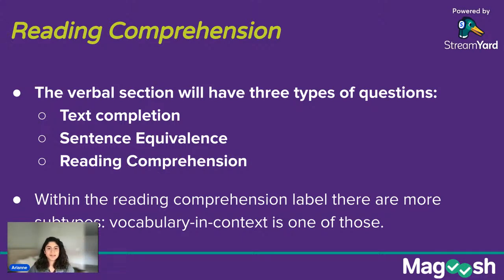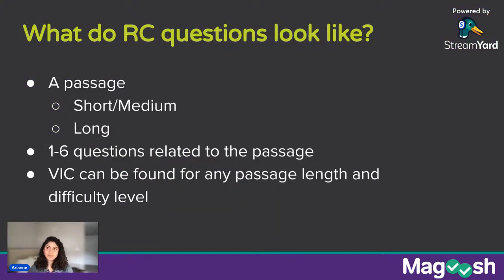Okay, so here's a little overview of the reading comprehension questions that I talked to you about earlier. Verbal has 3 types of questions in general: text completion, sentence equivalence, and reading comprehension. Now, within reading comprehension, there are more subtypes. Vocabulary and context is one of those. So what do these reading comprehension questions look like?